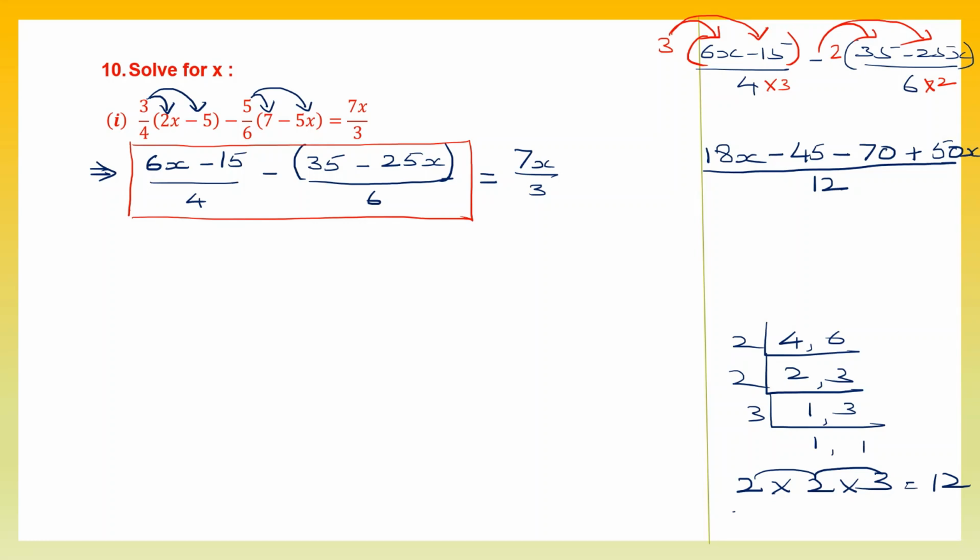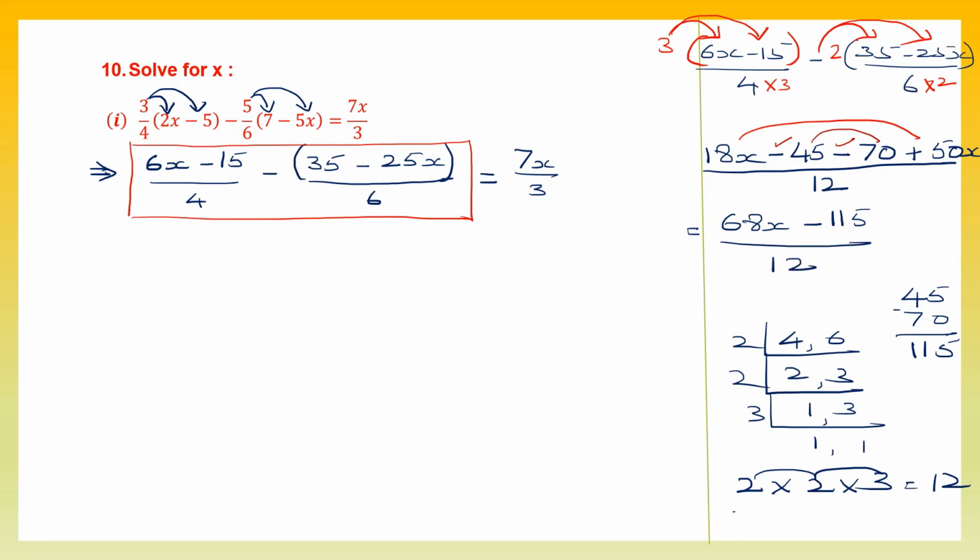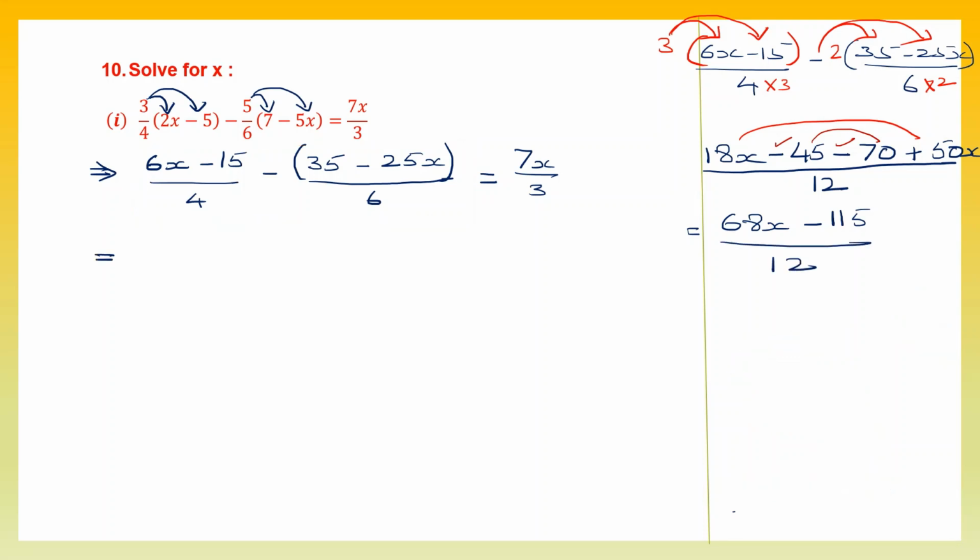So now we need to solve for x. 18 plus 50 is 68, so the x term will be 68x. Now let's look at our numbers, 45 and 70. Here you can see that the signs are the same, so we put the same sign and we add. Let's add 45 and 70: 4 plus 7 is 11. So this is minus 115 and the denominator is 12. So we've simplified our left-hand side.